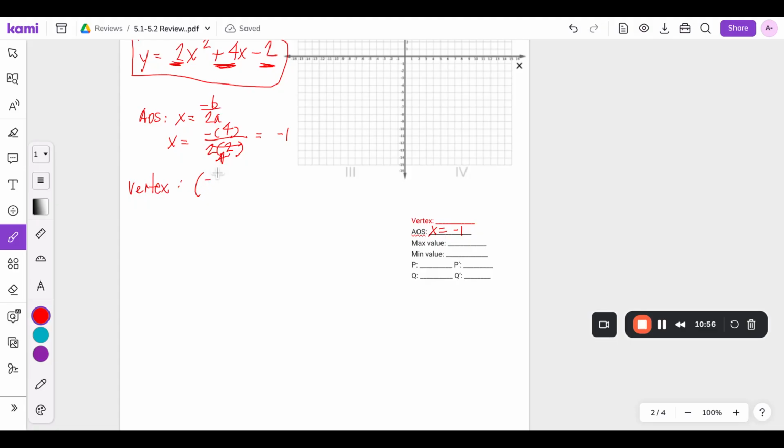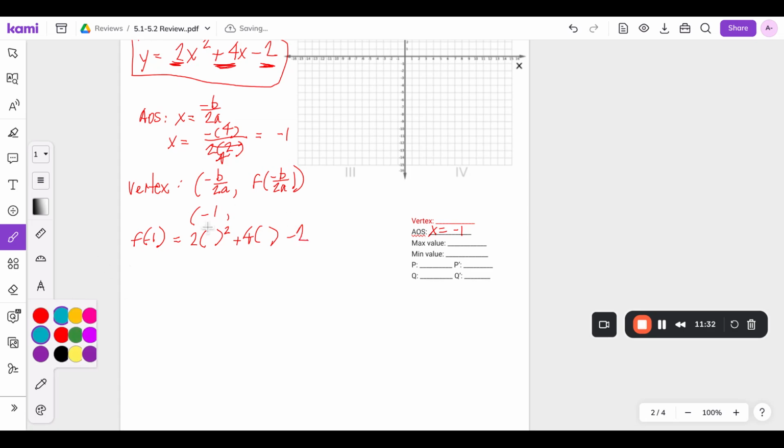Well, the coordinates for the vertex is negative b over 2a. And then you're going to evaluate or find f of negative b over 2a. Don't let this be something that's like, what? It's not that bad. We know the x for the vertex is negative 1. To find the y, you're going to find f of negative 1. You're going to substitute the negative 1 into the equation up here, the original. So we go 2x squared plus 4x minus 2, and you're going to sub in this negative 1 right in here. And you're going to do the computation.